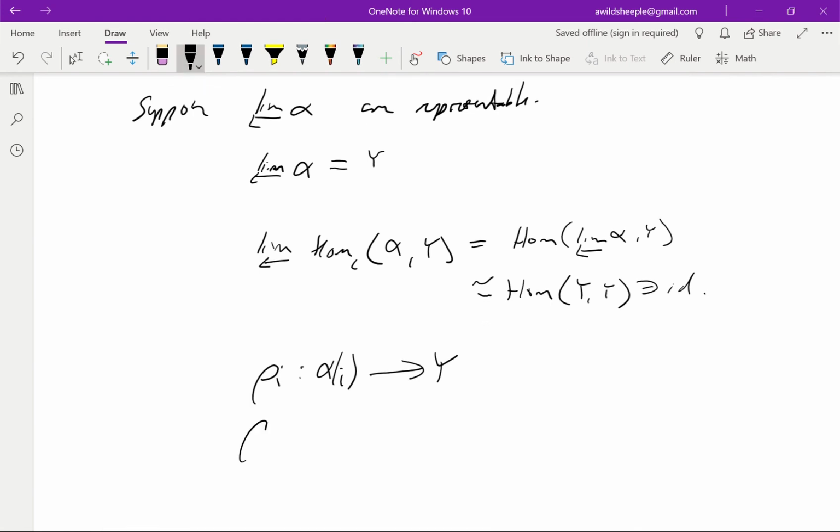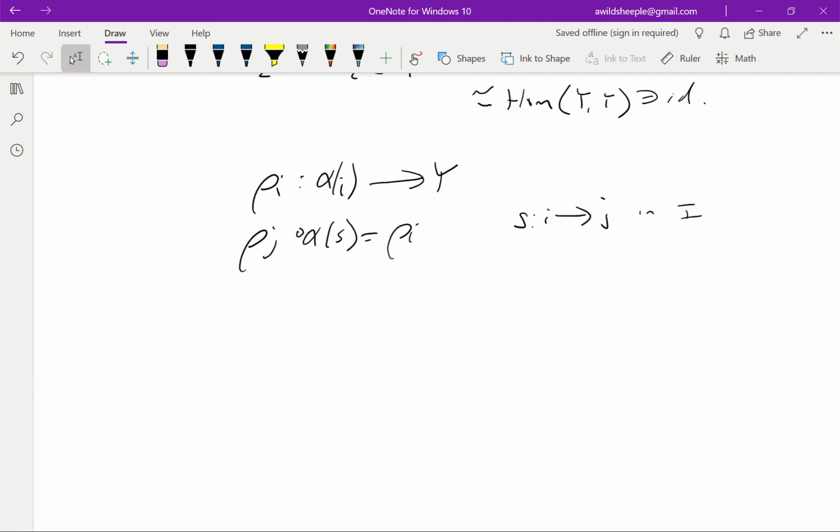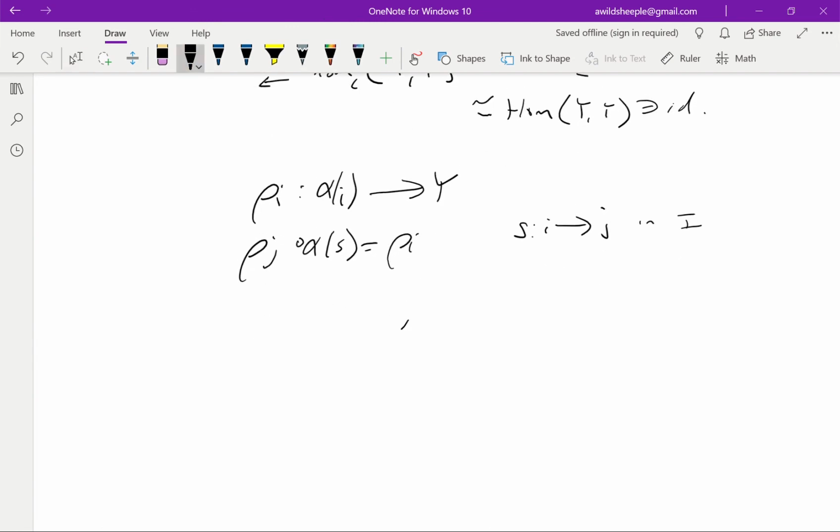So in particular, row j composed with any alpha s better be the same thing as row i for any s from i to j in I. And this is just a restatement of the construction that we gave above when we said what the compatibility conditions are in the world of set. It's all exactly the same. So what we end up with is a picture that looks like this: triangles where we have alpha i, alpha j, and these things all map to y, which is the limit.